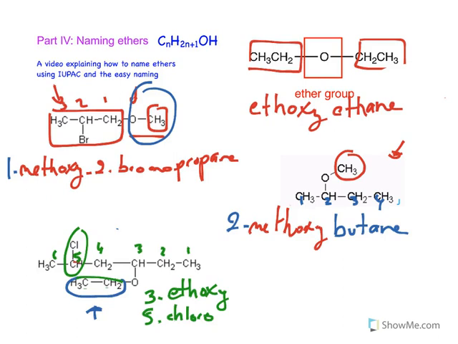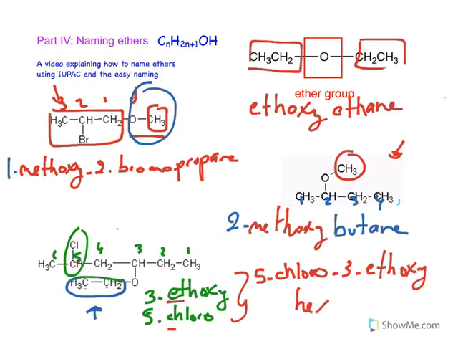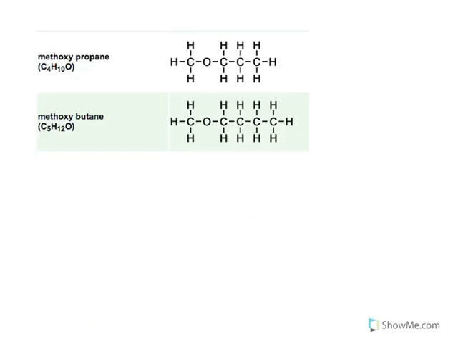Now, in ordering the name of this one, the chloro has the letter C, which in alphabetical order comes before the E. So the naming will be as follows: 5-chloro-3-ethoxyhexane. Let's look at other examples on the next slide.